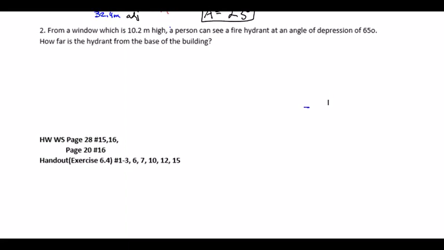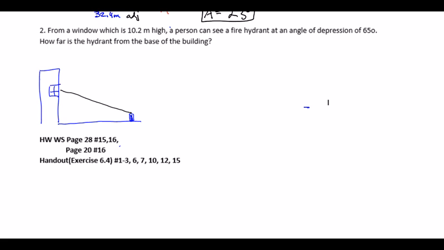From a window, which is 10.2 meters high, draw our little picture, and here's my window. A person can see a hydrant that's at an angle of 65 degrees. So here's my fire hydrant. And I'm standing in the window and I can see a fire hydrant down on the ground.